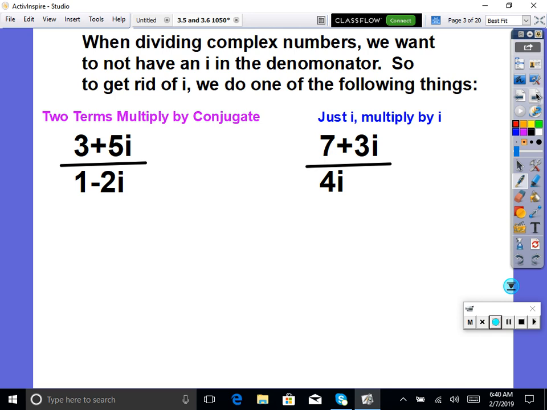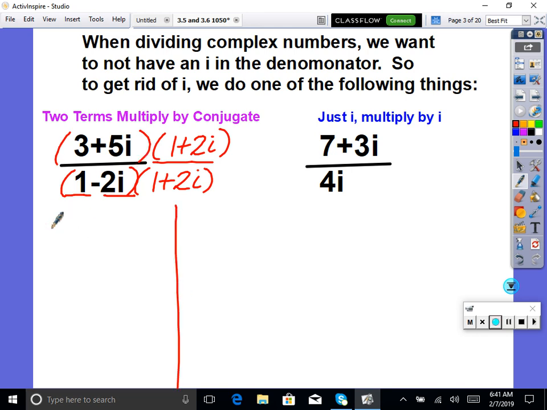So first of all, if you have two terms, to get rid of something, we multiply by the conjugate. So we're going to multiply by 1 plus 2i. Do that to the bottom, you got to do it to the top. 1 plus 2i. So now we're going to distribute out the top. So I'll just make some room. On this side, I'm going to do the top.